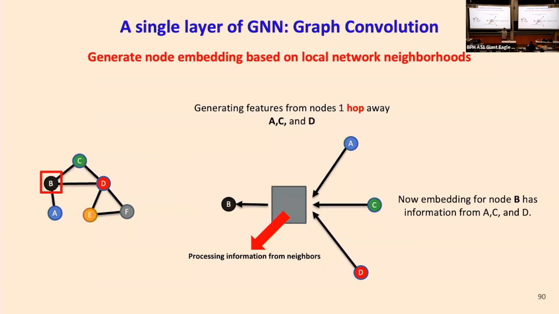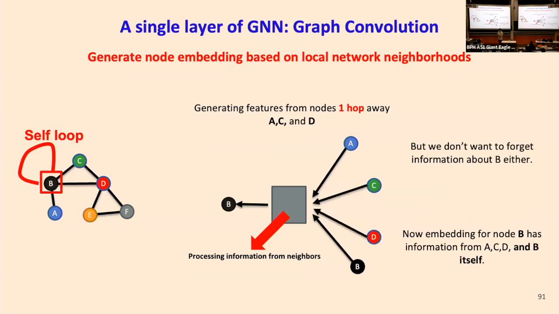But if we just do this, we've sort of forgotten about B itself. Right? Now all B contains is information about its neighbors, but not itself. Right? So to fix that, we add this self loop, right? And semantically, in essence, maybe it works the same way as a residual connection, right? And now we have information from myself and all of my neighbors.